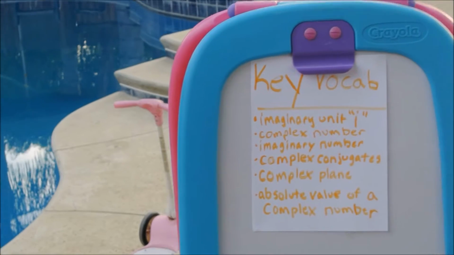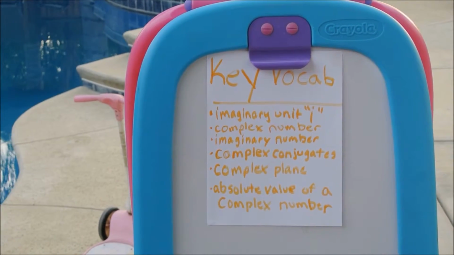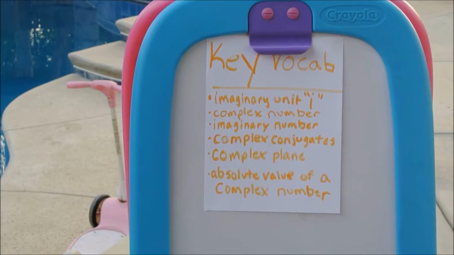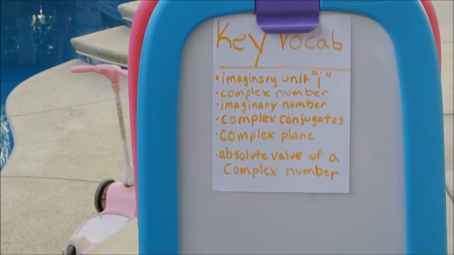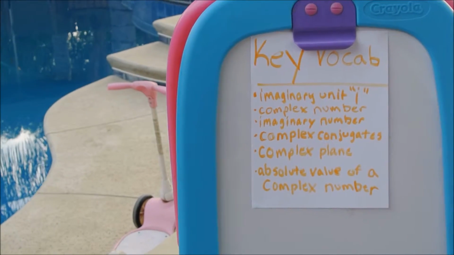Number 1. Imaginary unit i. Not all quadratic equations have real number solutions. To overcome this problem, mathematicians created an expanded system of numbers using the imaginary unit i, defined as i equals the square root of negative 1.